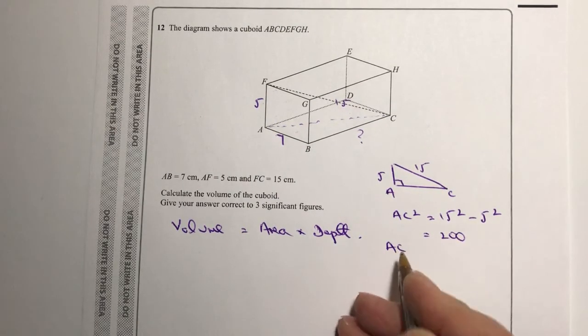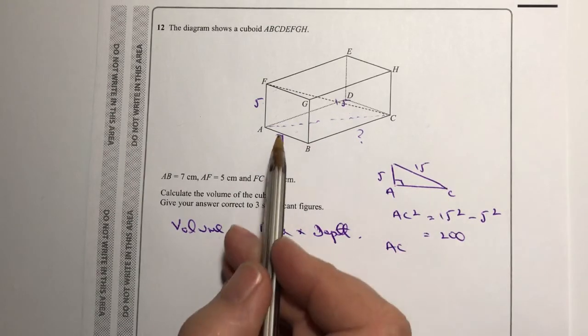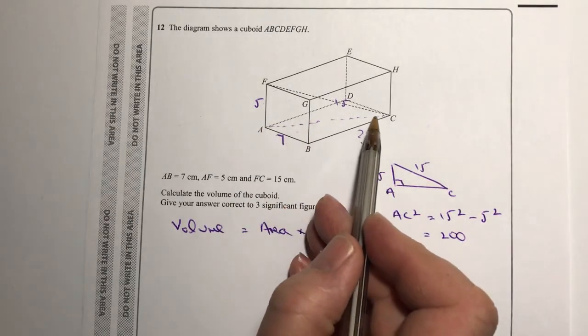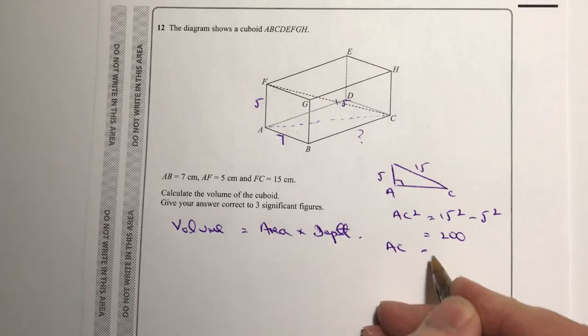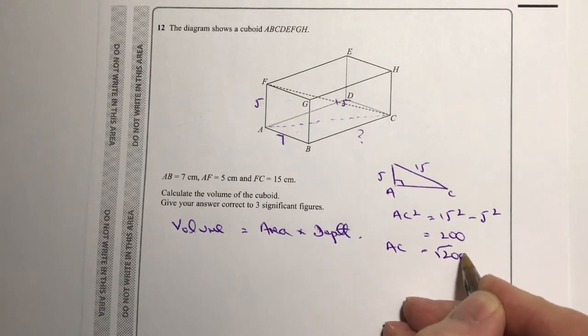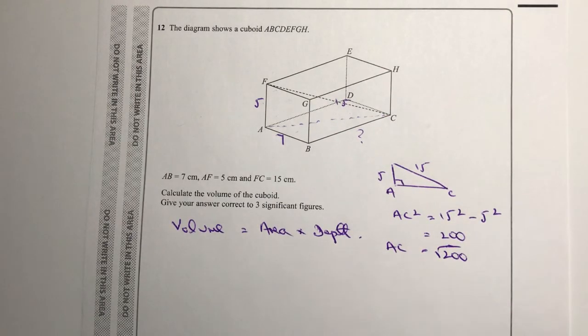So therefore AC, which is this dimension along here, or this dimension right along the bottom there, is going to be the root of 200. Now, if you want to, you can actually just calculate that because it's a calculator paper and work that out, and that's absolutely fine.